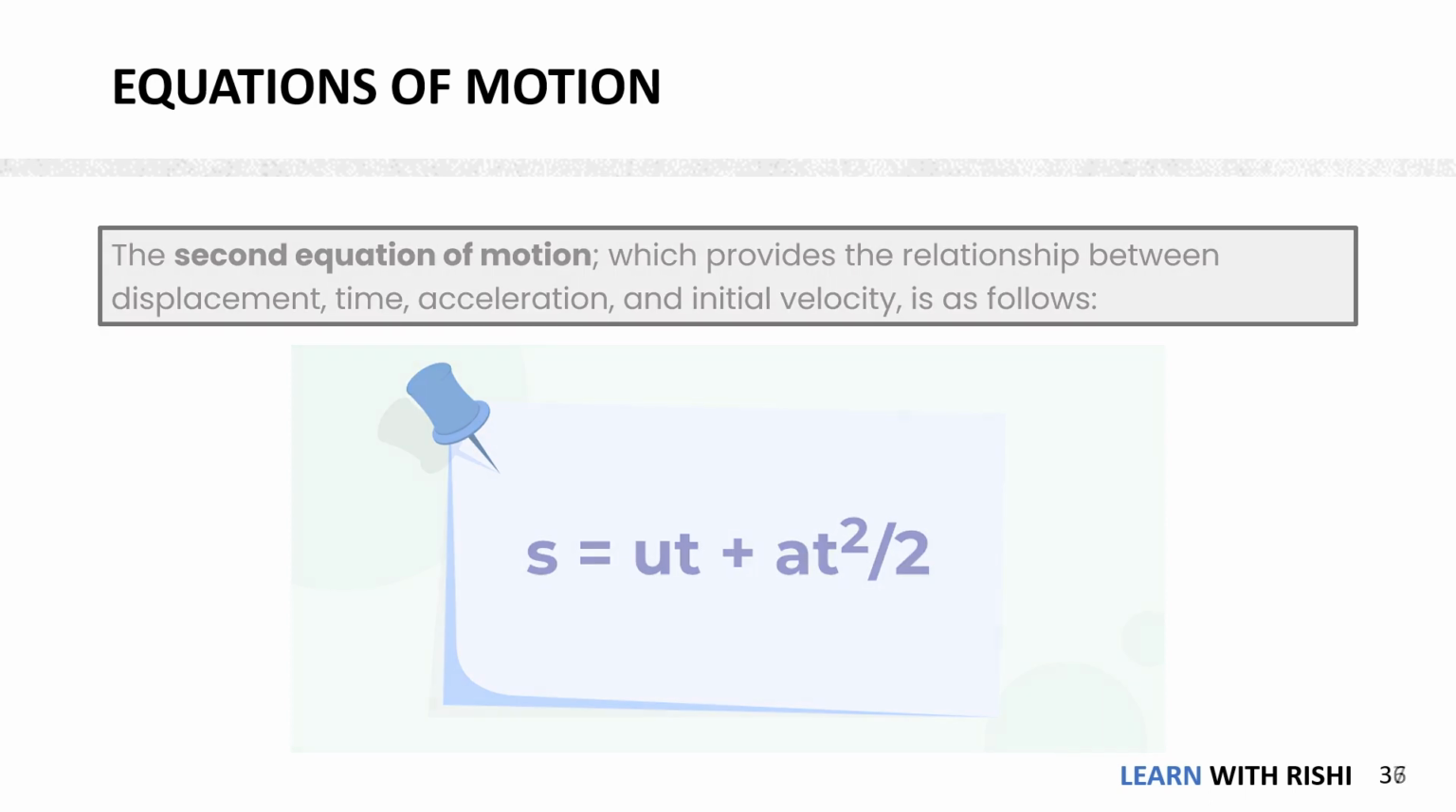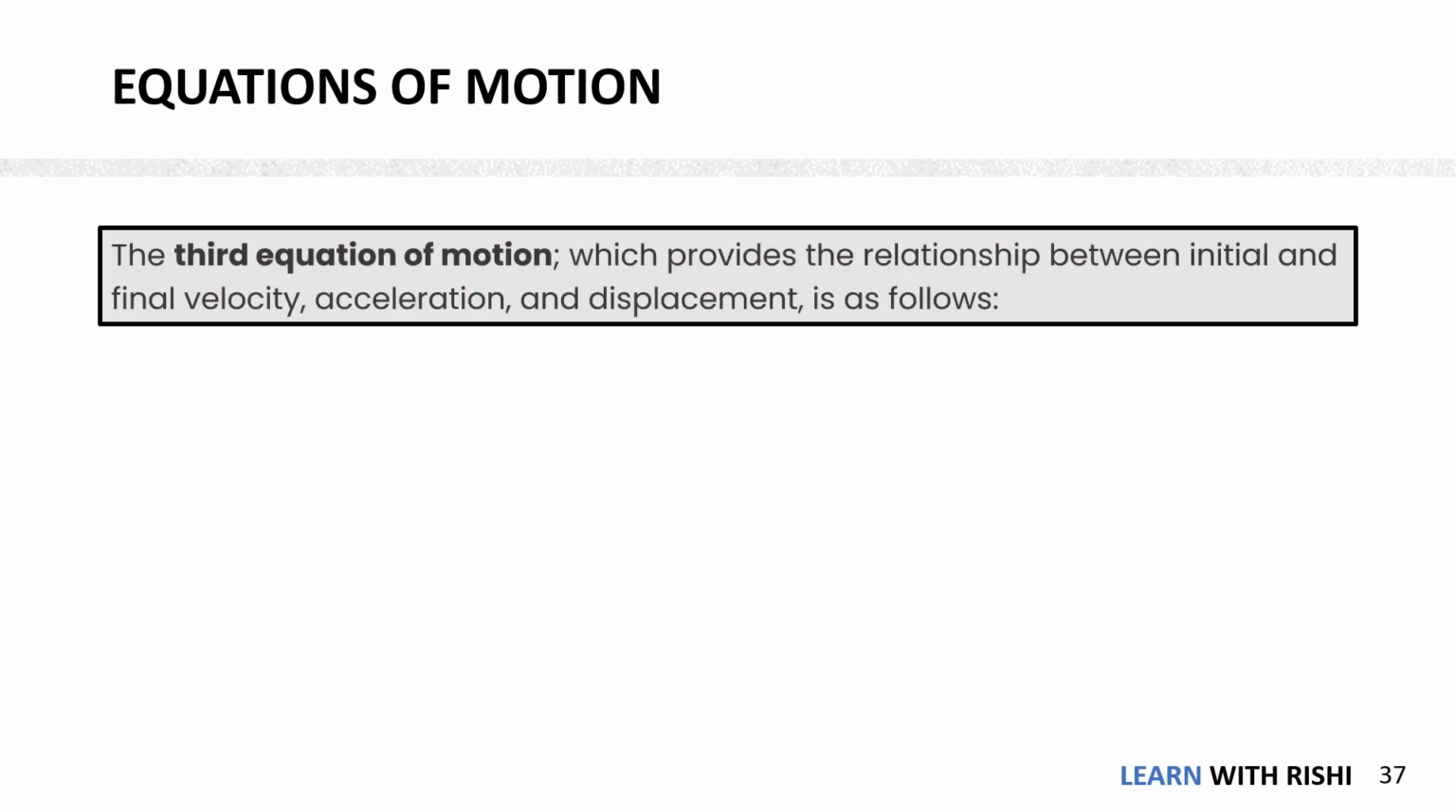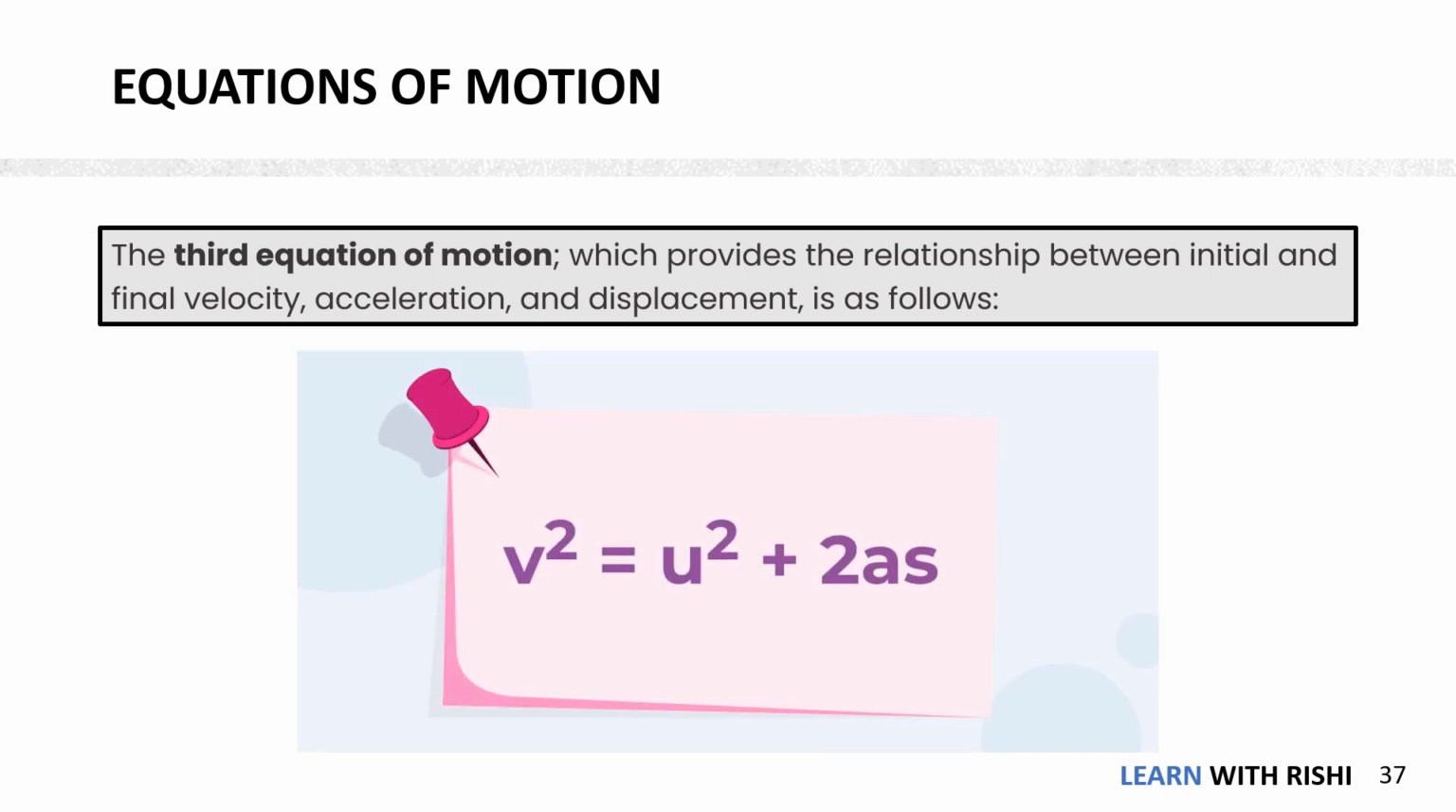Similarly, the third equation of motion provides us the relationship between initial and final velocity, acceleration and displacement. And the equation is v square is equal to u square plus 2as, where v stands for final velocity, u stands for initial velocity, a stands for acceleration and s stands for displacement.